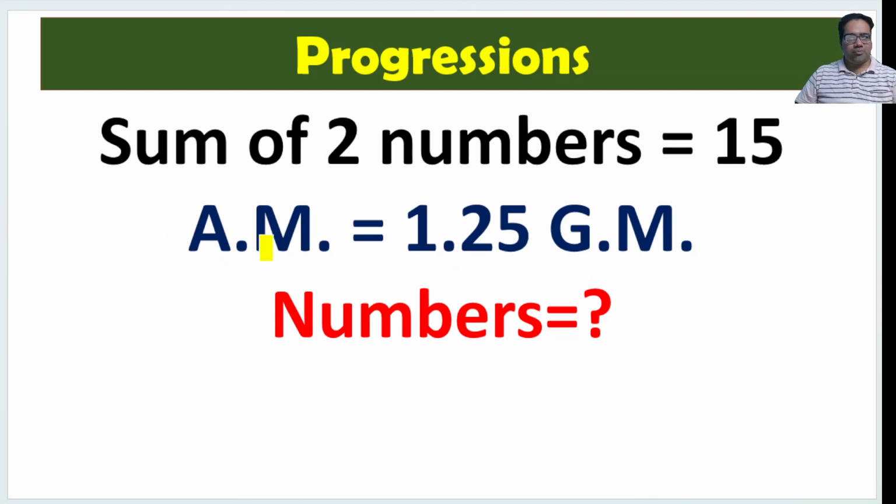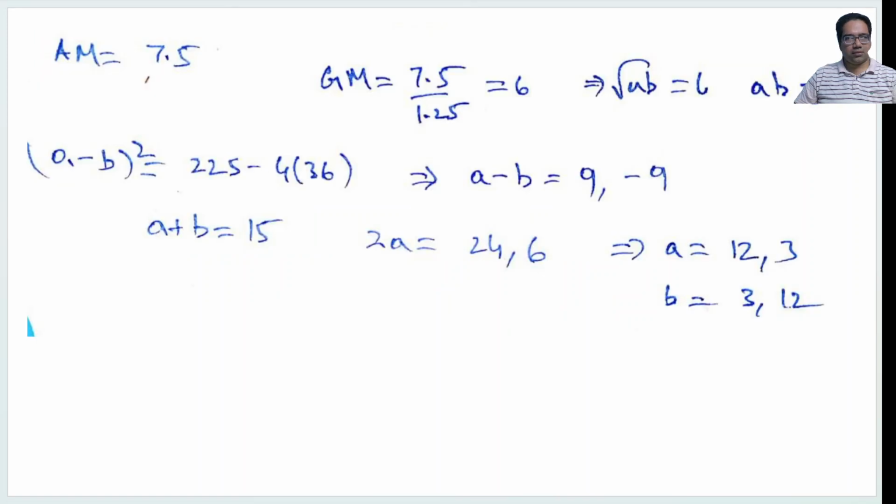Right. And 7.5 equals 1.25 times GM. What does that mean? The geometric mean is 7.5 by 1.25, which is 6. Right. 6 times 1.25 is 7.5. Right. So GM becomes, when AM is 7.5, which is 15 by 2, (a plus b) by 2, GM is 7.5 by 1.25, which is 6.